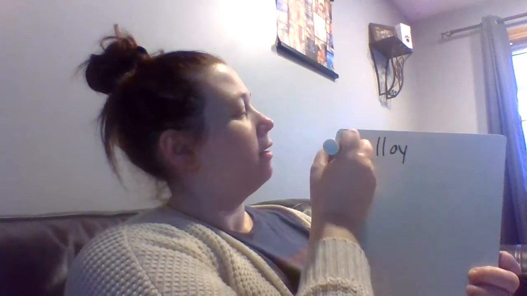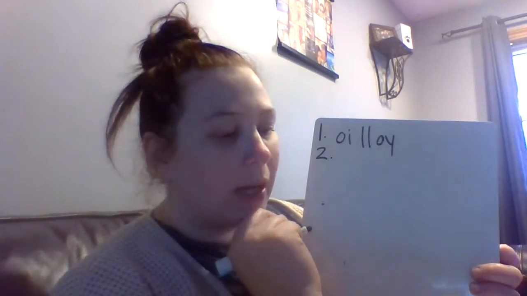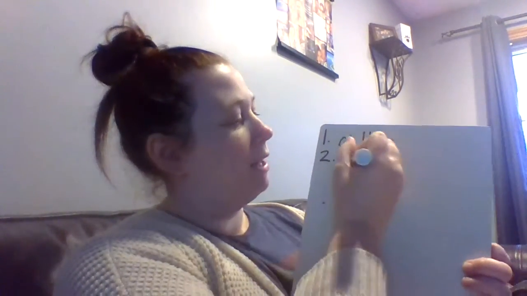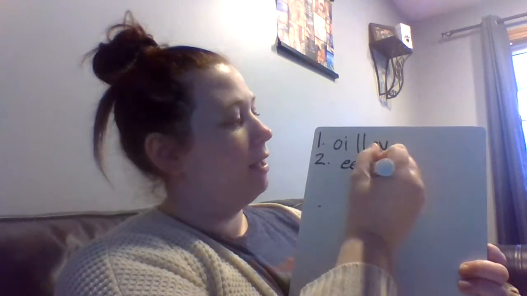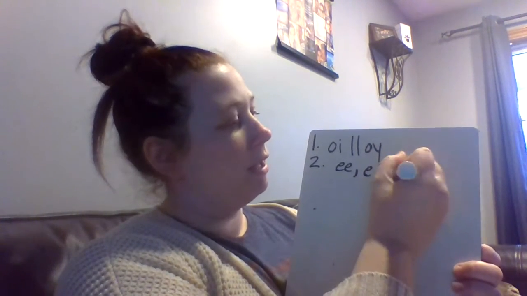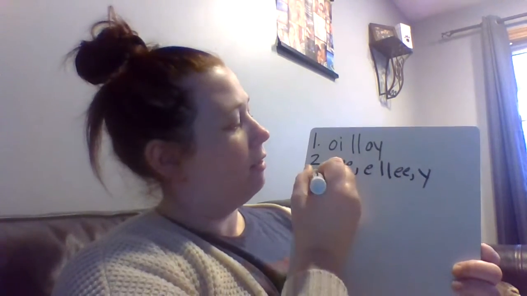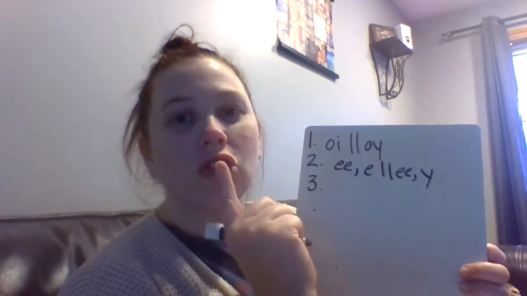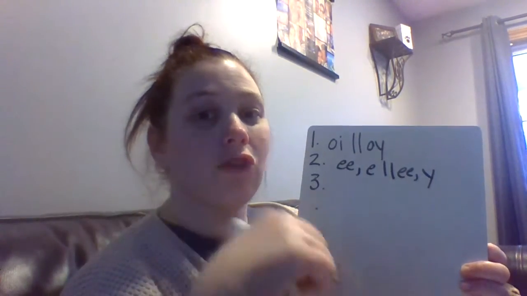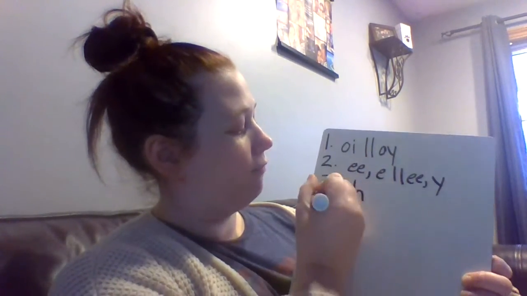All right, number 1 is oi. So remember, oi can be made with OI or OY as the final sound. So we're going to write that down. OI, final sound OY. Number 2, we have E. So that can be EE, comma, E, or as a final sound, it can also be EE, comma, Y. Number 3, ch, ch. That's CH, and we're going to write down CH.